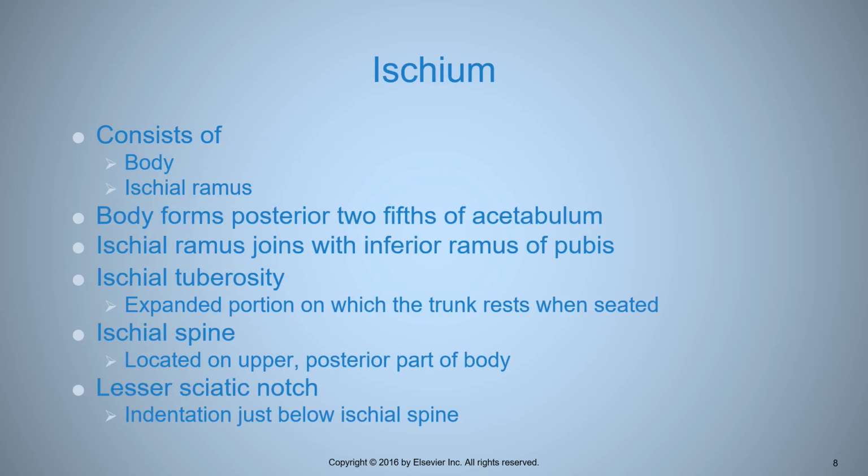All right, our ischium bone. The ischium bone is inferior to the ilium and lateral and posterior to the pubic bone. It forms the posterior 2/5 of the acetabulum. The ischial ramus junctions with the inferior ramus of the pubis, but the ischium is not involved in the superior ramus at all. That's all pubic bone. The ischial tuberosity is that bulge on the outer corner of the ischial ramus, the lateral inferior corner. And again, if you're sitting down, the ischial tuberosity is your base of support.